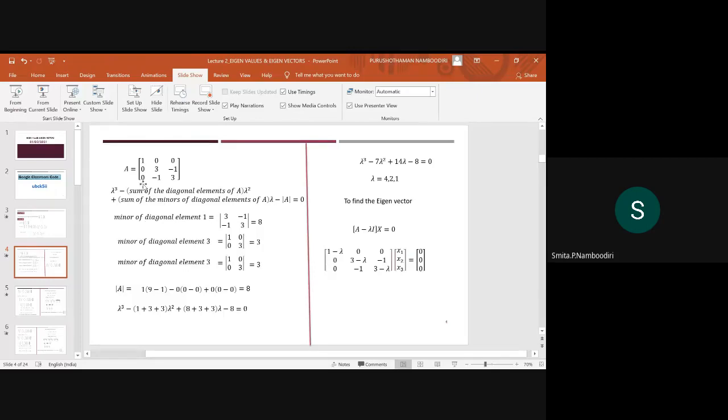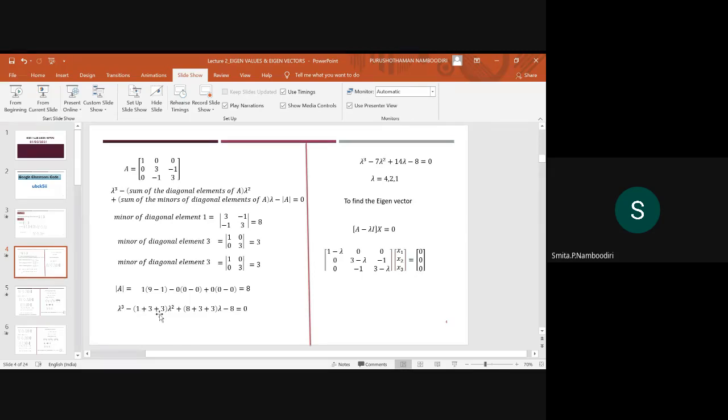Now, substituting everything. I told you this formula is applied only when we have a 3 by 3 matrix. Otherwise, we have to calculate determinant of A minus lambda I equal to 0. When we have a 3 by 3 matrix, then we can apply this formula to get the characteristic equation. So we have now lambda cube minus sum of the diagonal elements of A, that is equal to 1 plus 3 plus 3.